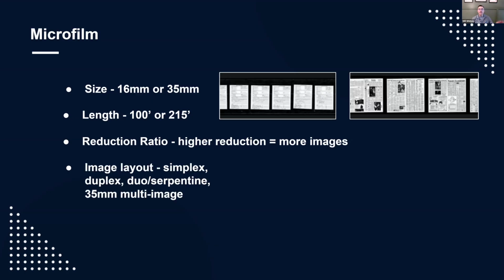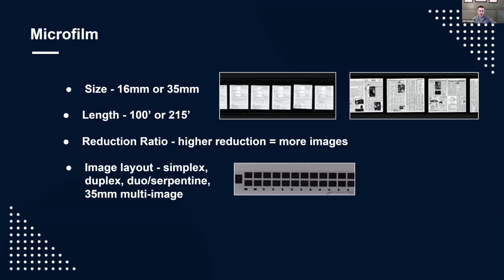So there's the image layout, simplex. And this is simplex right here, just one frame, one frame, one frame, one frame. Duplex is frames on top of each other. So you're two, two, two, two. So that also increases the number of images that have to be scanned and processed.